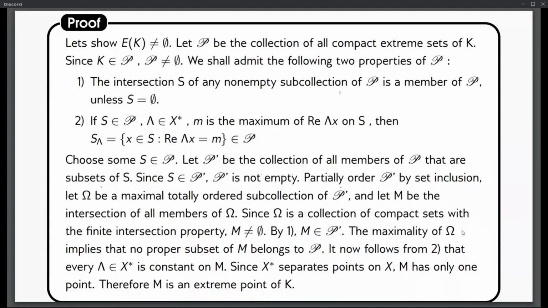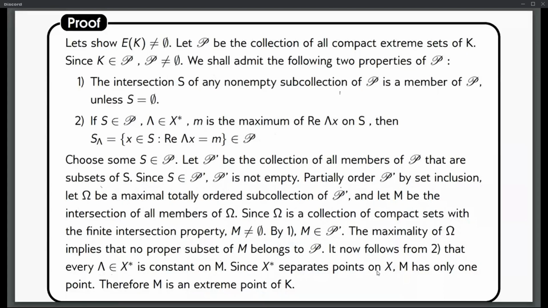First of all, the maximality of omega implies that no proper subset of M belongs to P. Now it follows from property 2 that every lambda is going to be constant on M. And I think Bango pointed out why only the real part being constant is enough, because you can apply it to the complex part as well, and the same argument follows.